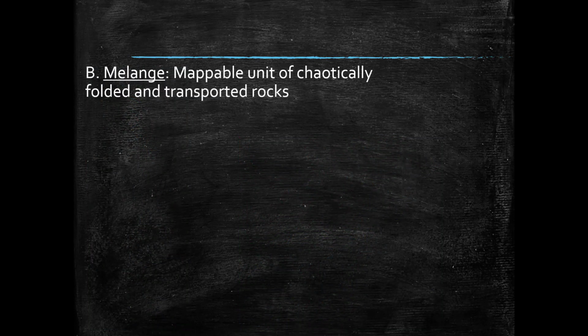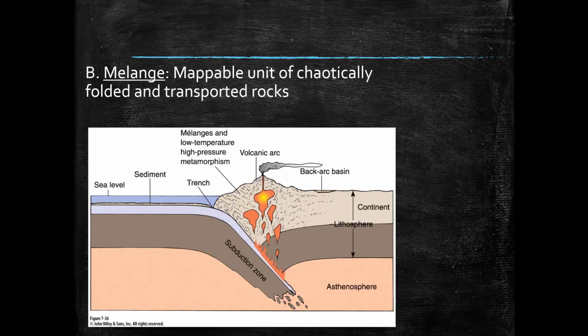Okay, so the third term that students often confuse with allochthonous terrain and accretionary wedge is called melange. And I've been accused of pronouncing this in a creepy way. That is just, it's a French word. A melange is a mappable unit of rocks that have been folded and in some cases transported. And so the melange in a convergent boundary is the part that gets squished here.